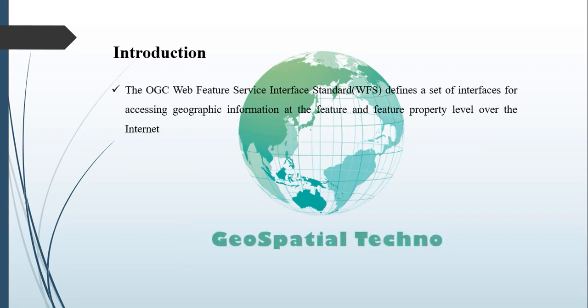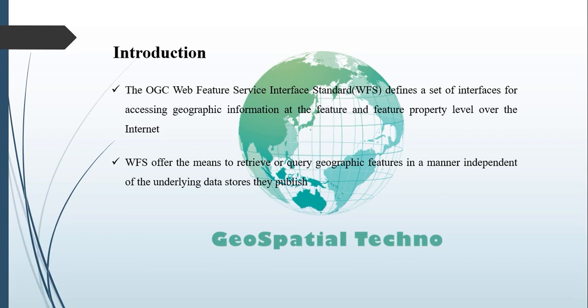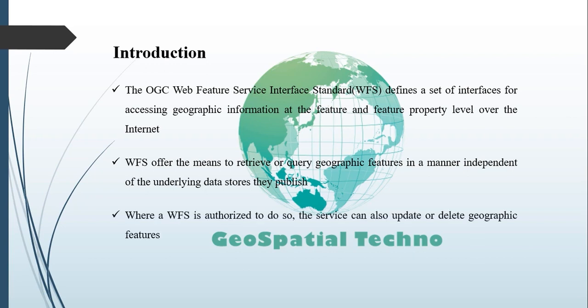The OGC Web Feature Service Interface Standard, or WFS, defines a set of interfaces for accessing geographic information at the feature and feature property level over the Internet. A feature is an abstraction of real-world phenomena, a representation of anything that can be found in the world. The attributes or characteristics of a geographic feature are referred to as the feature properties. WFS offers the means to retrieve or query geographic features in a manner independent of the underlying data stores they publish. Where a WFS is authorized to do so, the service can also update or delete geographic features.